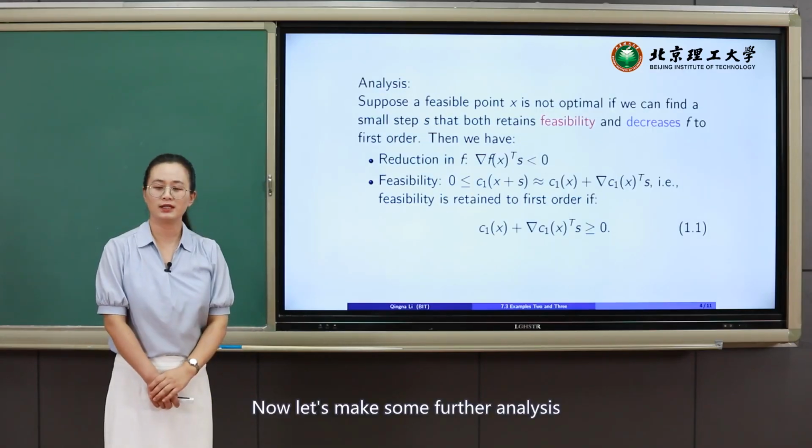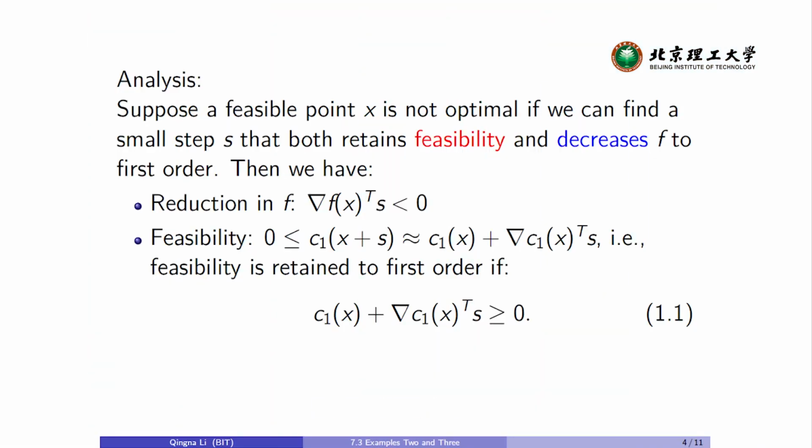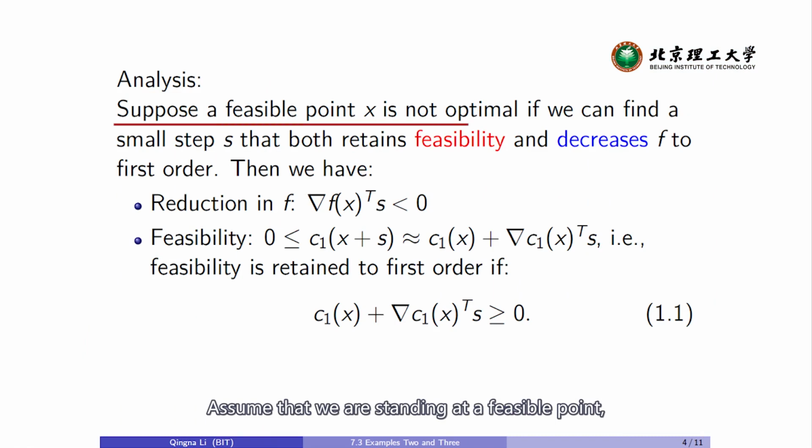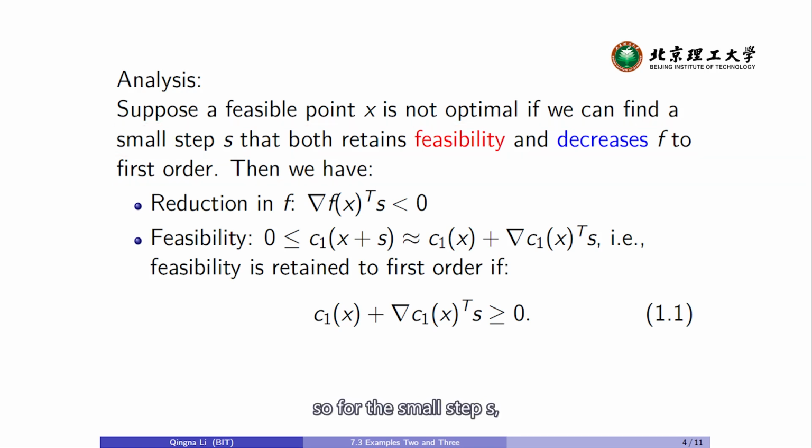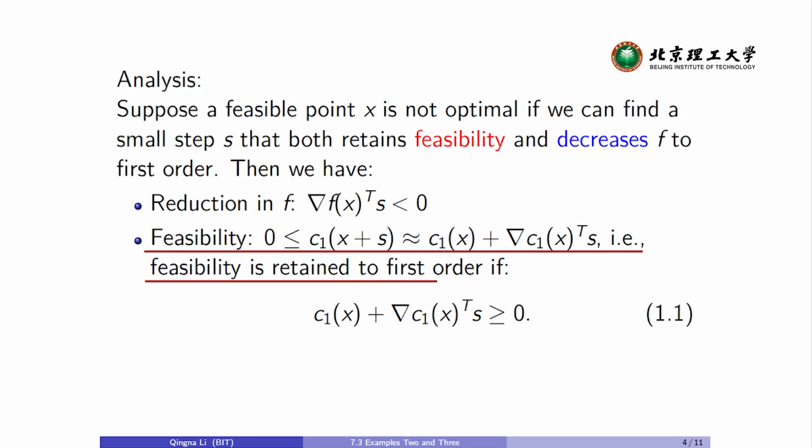Now, let's make further analysis in a mathematical way. Assume that we are standing at a feasible point which is not optimal. Then let's take a look at what the direction s has to satisfy. For the small step s, as we mentioned before, it has to satisfy the reduction in function f, meaning that the inner product of the gradient of f with s must be strictly smaller than 0. On the other hand, the direction s has to keep the feasibility condition.